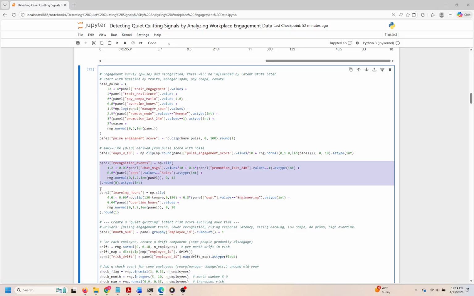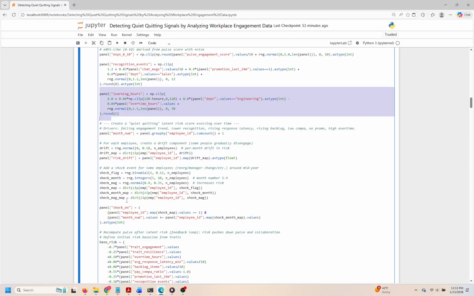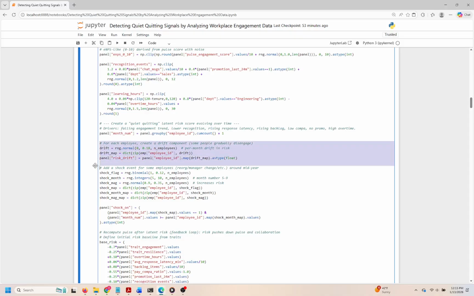Learning hours are similarly calculated, influenced by tenure and departmental affiliation, which shapes opportunities for professional development. As we progress, we introduce a latent risk score that might hint at quiet quitting. This score evolves over time and reflects trends such as falling engagement or increased response times. We define a risk drift for employees, accounting for gradual disengagement that may occur over several months.